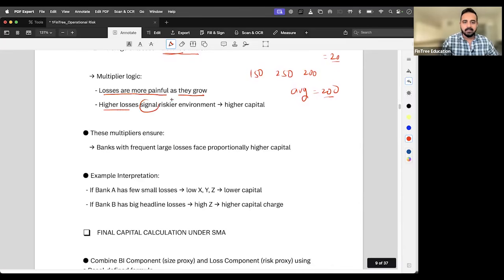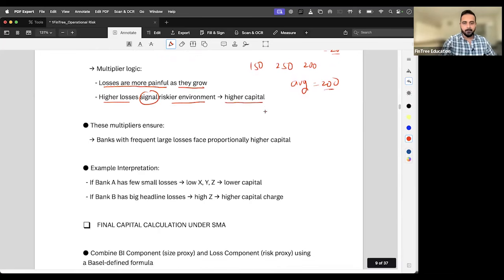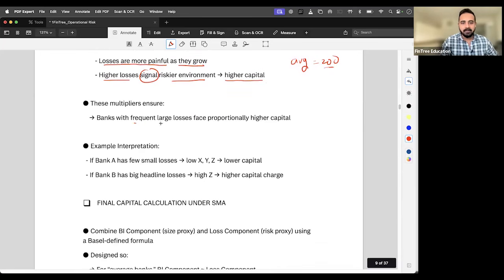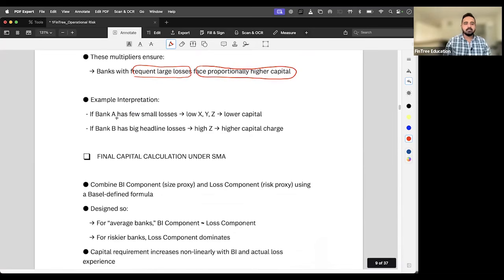Higher losses signal a riskier environment and therefore will require higher capital. Banks with frequent large losses also face a proportionately higher capital requirement. That's a simple logic here. So imagine a situation where bank A has a few small losses, then they will have a low loss component and a lower capital. Bank B has the same business size but has headline losses, they will have a higher loss component, and automatically that results in a higher capital charge.